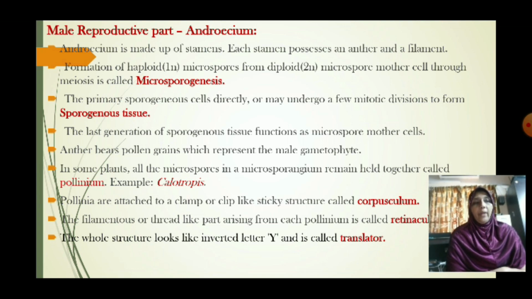Anther bears pollen grains which represent the male gametophyte. In some plants, all the microspores in a microsporangium remain held together, called pollinia. Example for it, Calotropis. Pollinia are attached to a clamp or clip-like sticky structure called corpusculum. The filamentous or thread-like part arising from each pollinium is called retinaculum. The whole structure looks like the letter Y and is known as translator.